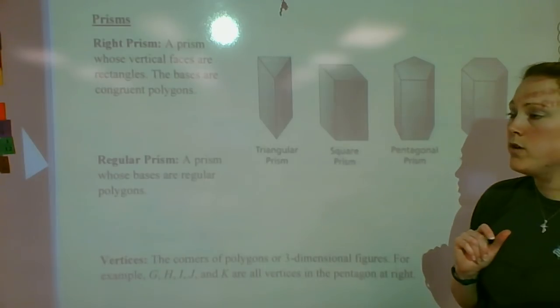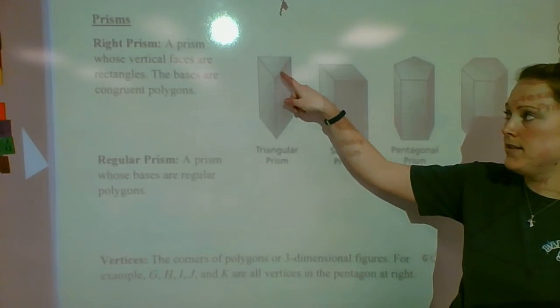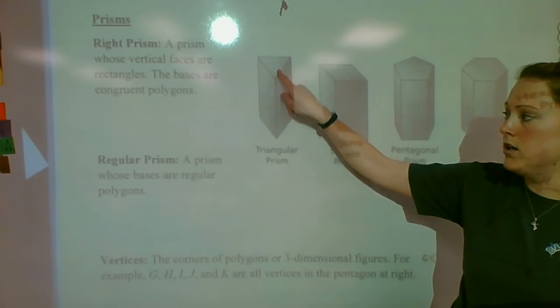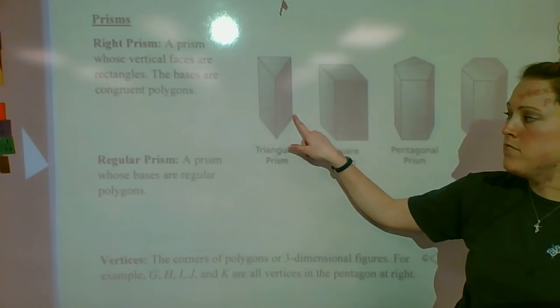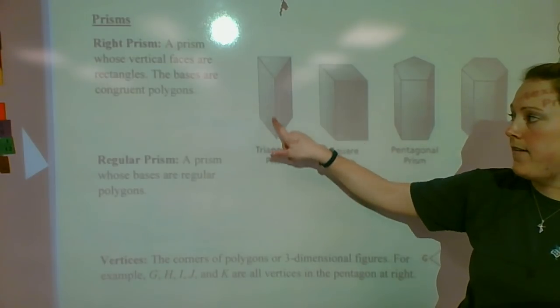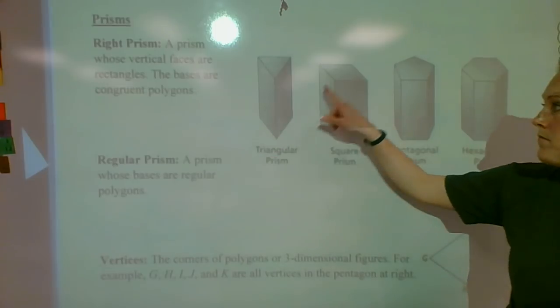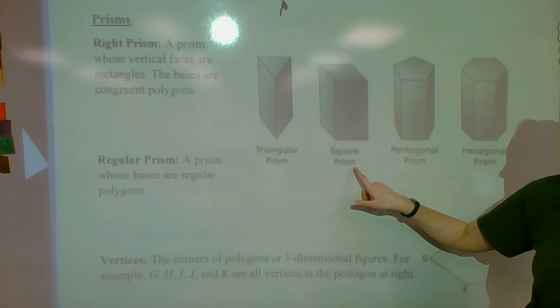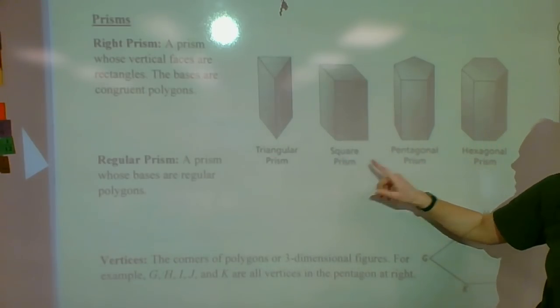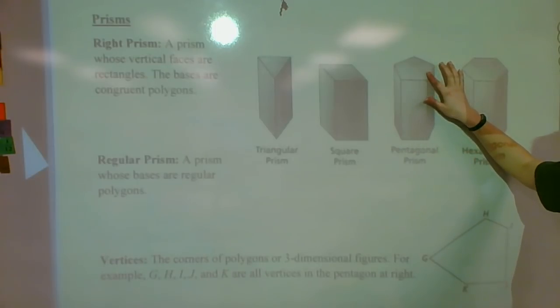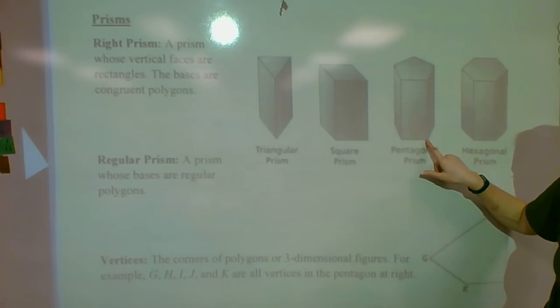From there, we give it a more specific name because of its base. So notice how this one has a triangle. Even though you can't see it on the bottom, the base is the bottom, it would have that same shape and be a triangle. This one would have a square on the bottom. That's why we call it a square prism. This has a pentagon. There's 5 sides, so the base would also have 5.